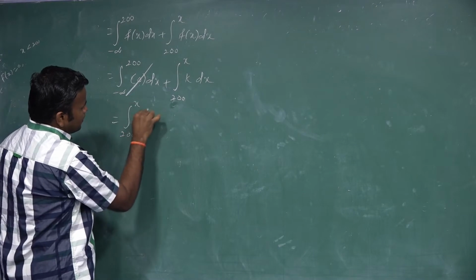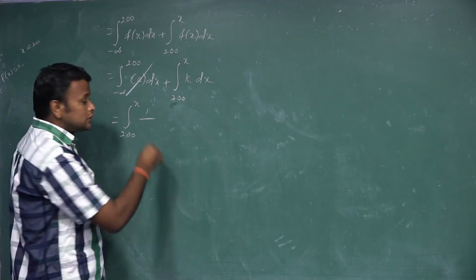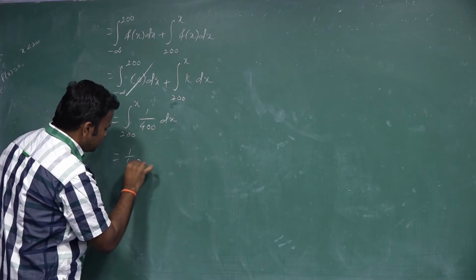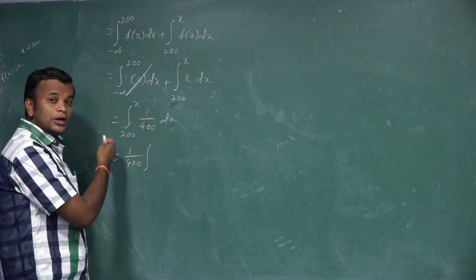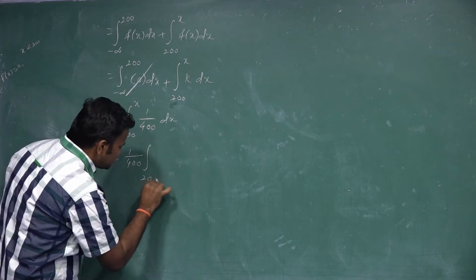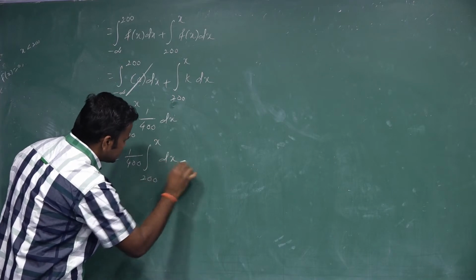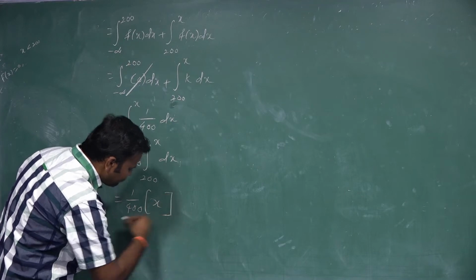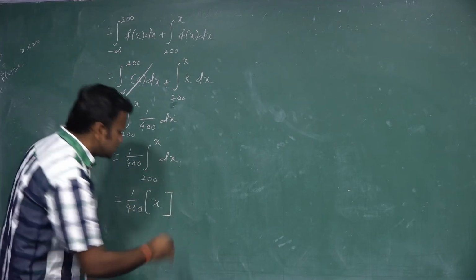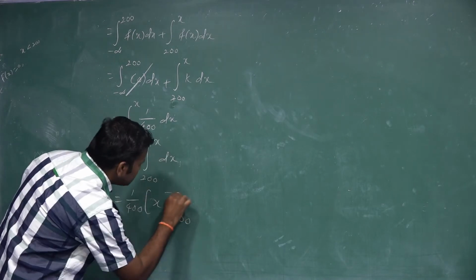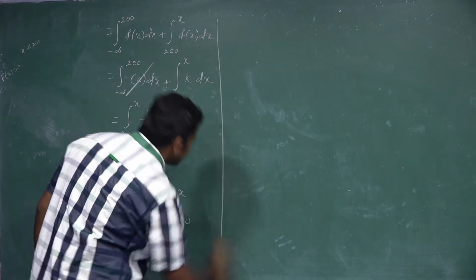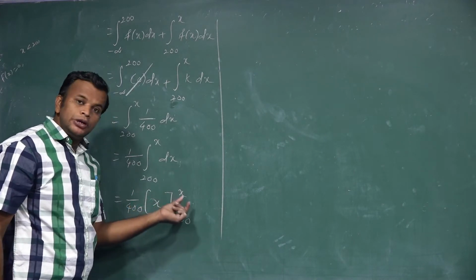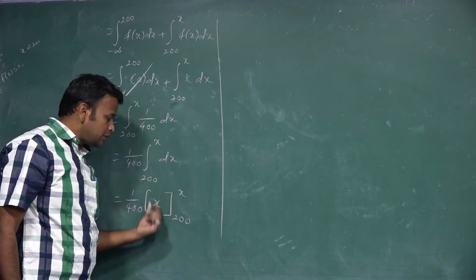200 to x. We already found the value of k. The value of k is 1 by 400 into dx. So we take 1 by 400 outside because it is a constant. The integral from 200 to x of dx. So 1 by 400, the integration of dx is x, from 200 up to x. Now we substitute the limits. The variable is x. The upper limit is also x. So we replace x by x, we get x.